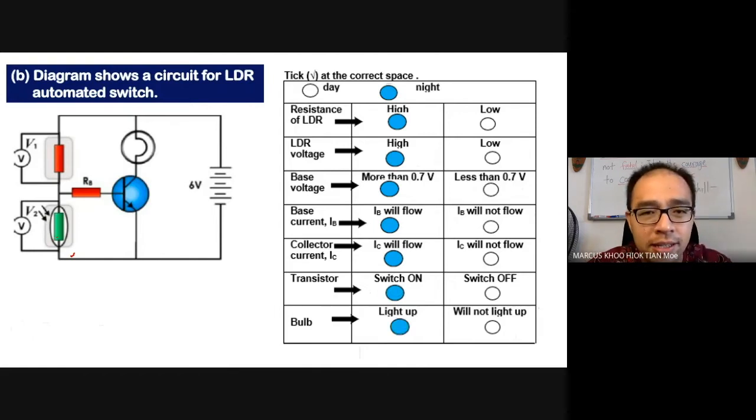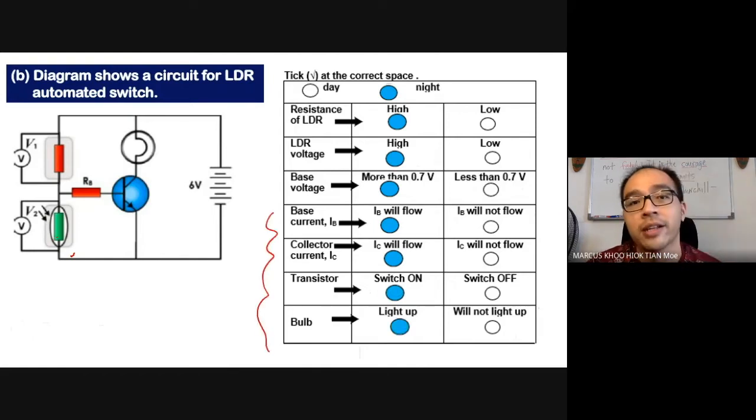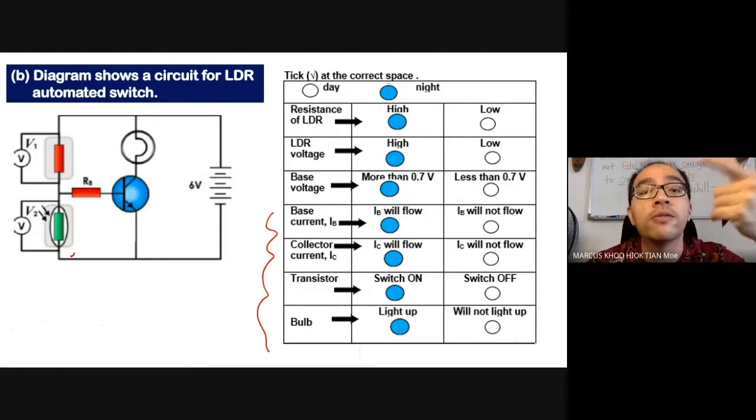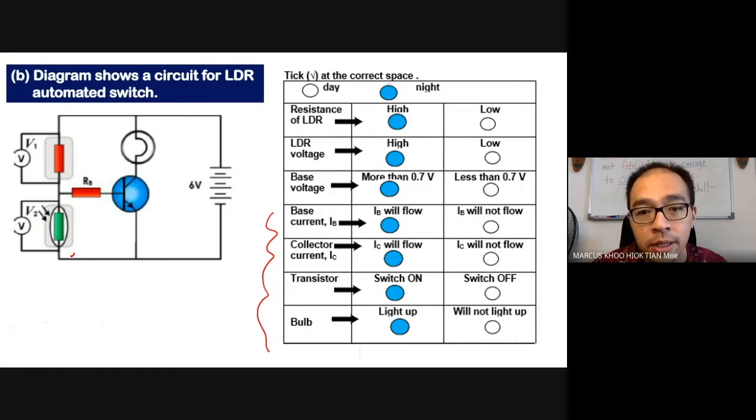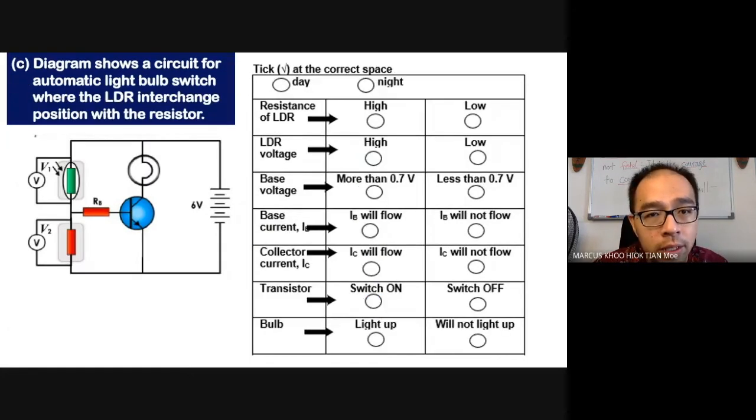This four is like it's always one after another. Base current flow, collector current flow, transistor switch on, bulb will light up. Okay, it's the same. But now, this is the third one. Now, what if I position the LDR up here instead? I change the space. Okay, let's talk about this.